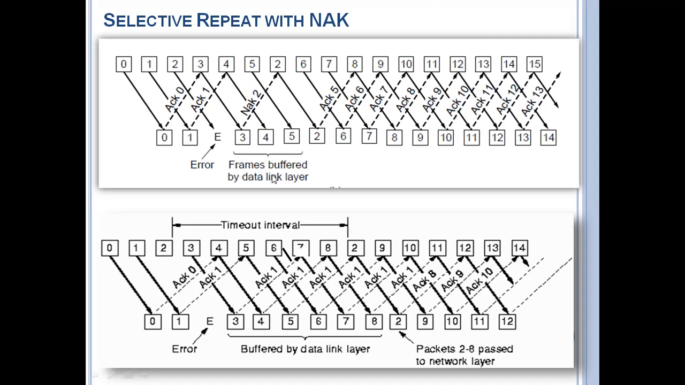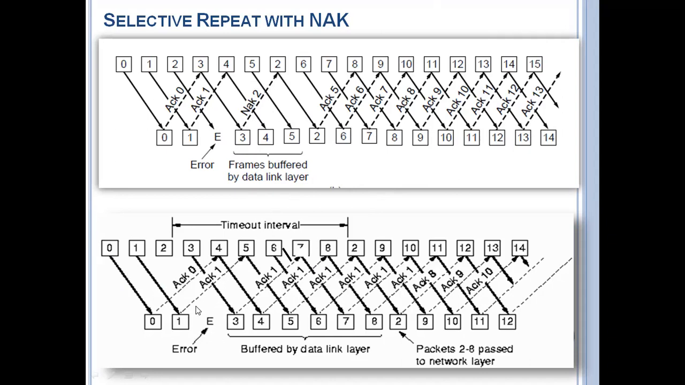So on the error, the frames are buffered by the data link layer. These frames are buffered by the data link layer, and they are released by the data link layer after retransmitting frame 2. So 6, 7, 8, 9, 10, 11, 12, 13, 14 are all transmitted. The timeout interval is 0, 1.